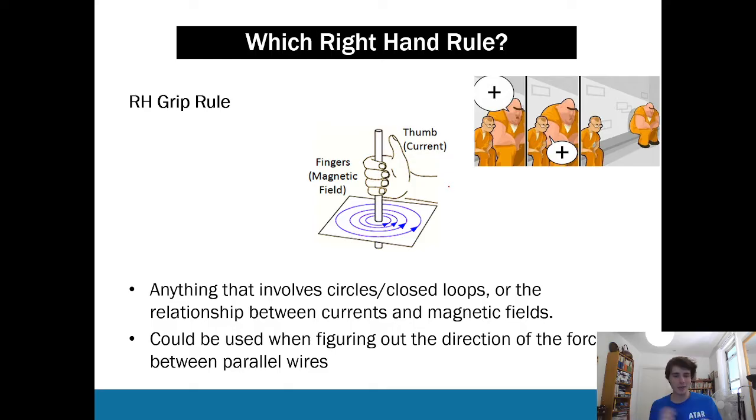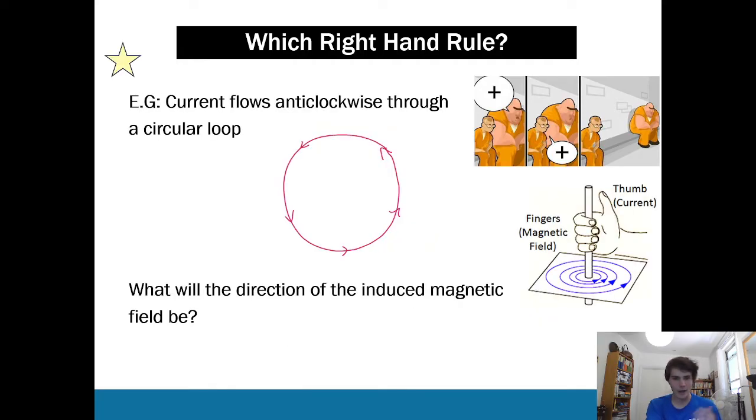The way that we actually use it: if you're looking at a magnetic field, you can curl your fingers in the direction of the magnetic field, and your thumb will point in the direction of the current that would produce that magnetic field. Or conversely, if you have a direction of a current and you curl your fingers in the direction of that current, your thumb will point from the south pole to the north pole of your magnetic field. It'll basically travel in the direction of the magnetic field that we are interested in.